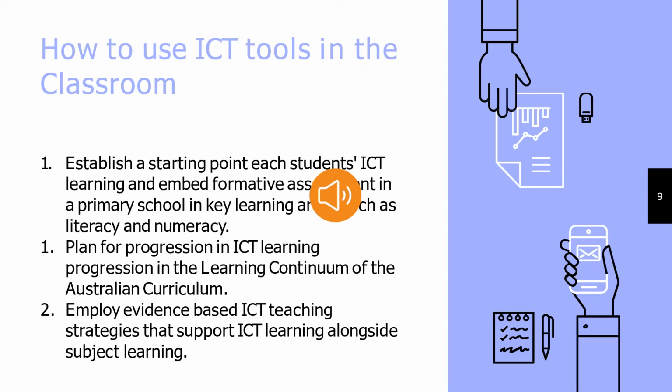So the first is to establish a starting point in student ICT learning and embed formative assessment in primary school in key learning areas such as literacy and numeracy. When you say literacy, it is how to read, and numeracy is all about numbers. Number 2, plan for progressions in ICT learning and progression in the learning continuum of the Australian curriculum. Okay. Number 3 is employ evidence-based ICT teaching and strategies that support ICT learning alongside subject learning.